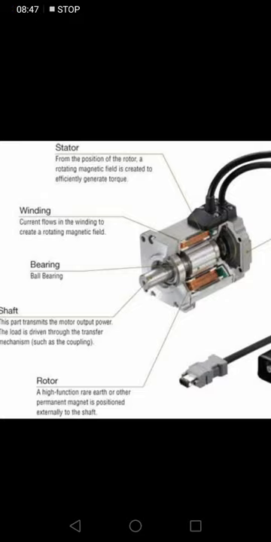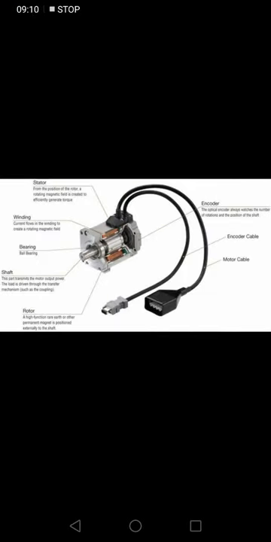Now the shaft transmits the motor output power. The load is driven through the shaft mechanism. The rotor here is a high function rare earth or other permanent magnet in position external to the shaft. The encoder, the motor cable, and the encoder cable for computer connections and control. Next slide, embedded computer.